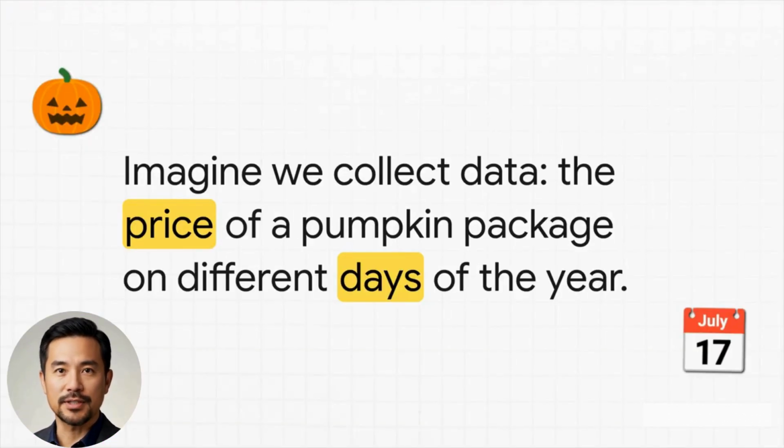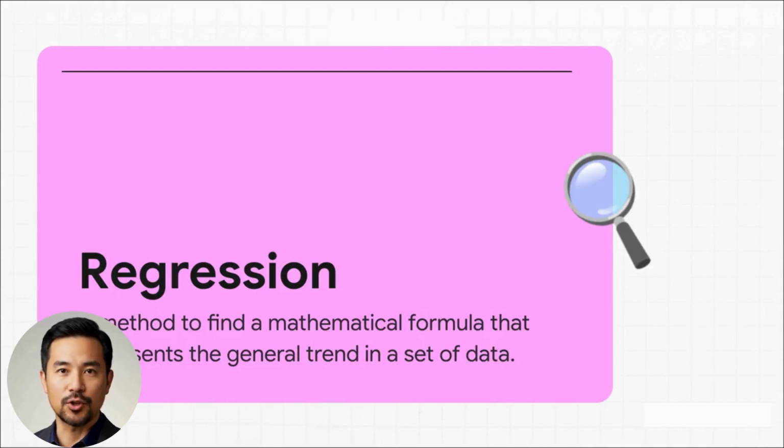Okay, so where do we start? With data. Always with data. Let's imagine we've got a big spreadsheet, and on that spreadsheet, for every single pumpkin package we sold, we wrote down two things: the day of the year it was sold and the price it sold for. That's it. Two columns of numbers. So what does regression do with all this data? Well, it's kind of like a detective. It's searching for a mathematical formula, but don't get scared by that word. Just think of it as drawing a line, a trend line, that best fits the general pattern of our data points. This line is the secret sauce. It shows us the relationship between the day and the price.